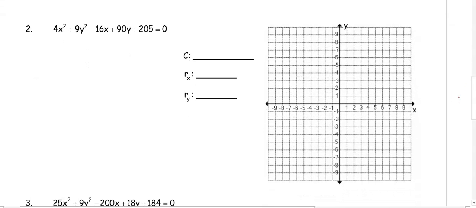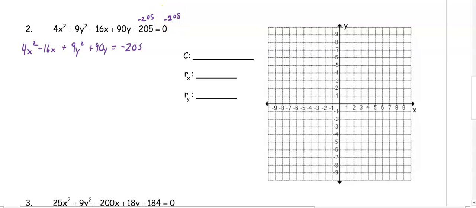Now, it's not always going to be in graphing form. Sometimes we need to complete the square. So we're going to rewrite this equation so that we have the x's and y's together and the number on the other side. So we have 4x squared minus 16x plus 9y squared plus 90y is equal to negative 205, because we're going to subtract 205 from both sides.